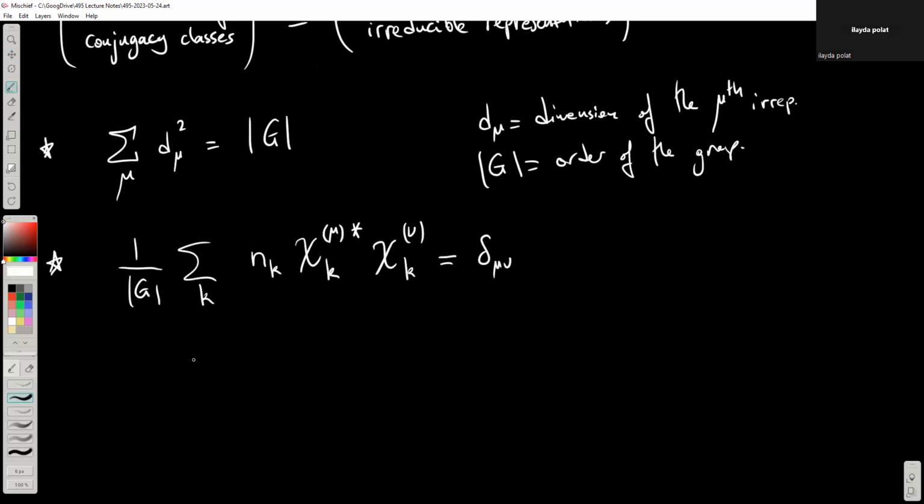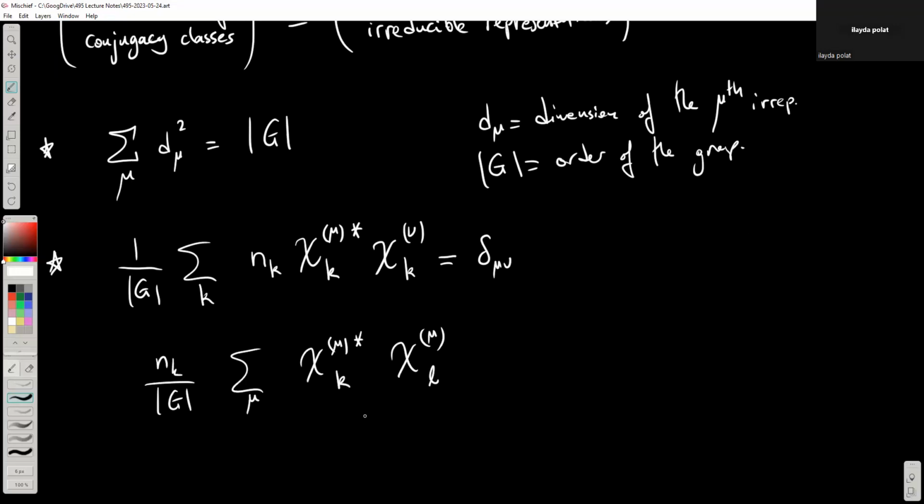And we have a related relation. In that case, we actually have the same expression, but the sum is over the irreducible representation index. Okay. So in that case, I'm going to take nk out over G. So that's a sum over mu of chi mu complex conjugate K, chi mu L. So here the representation indices are the same and summed over, and the conjugacy class indices are different, right?